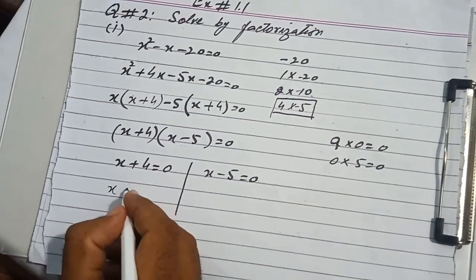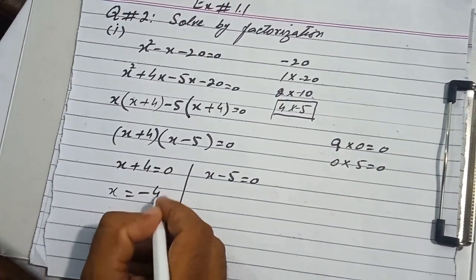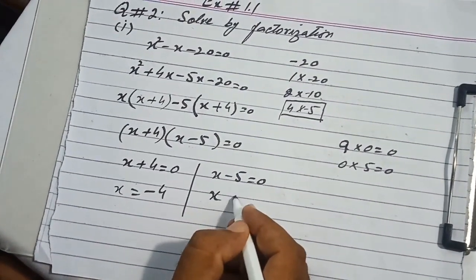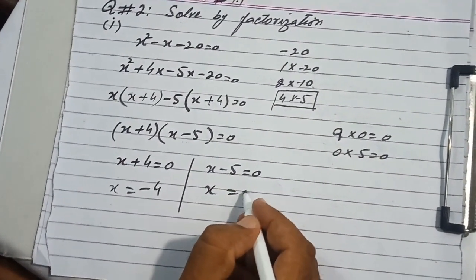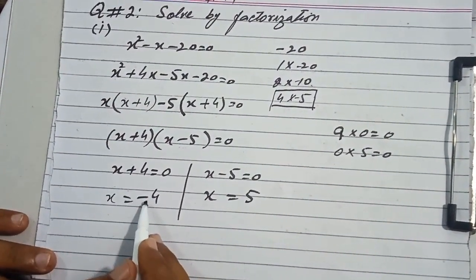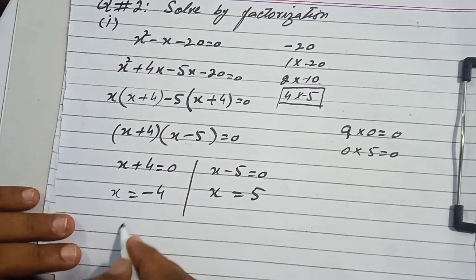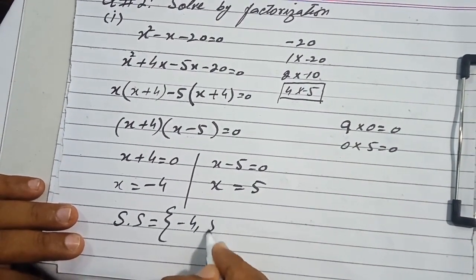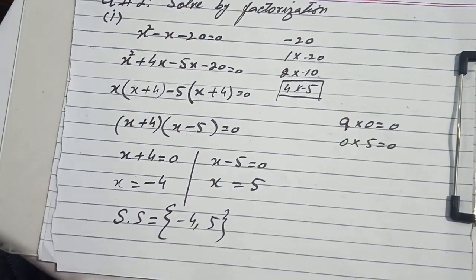So x will be equal to 0 minus 4, which means minus 4, and when we transfer this minus 5 to the other side, it will become plus 5. 0 plus 5 means 5. So the roots of this quadratic equation are minus 4 and 5. So our solution set is minus 4 and 5.